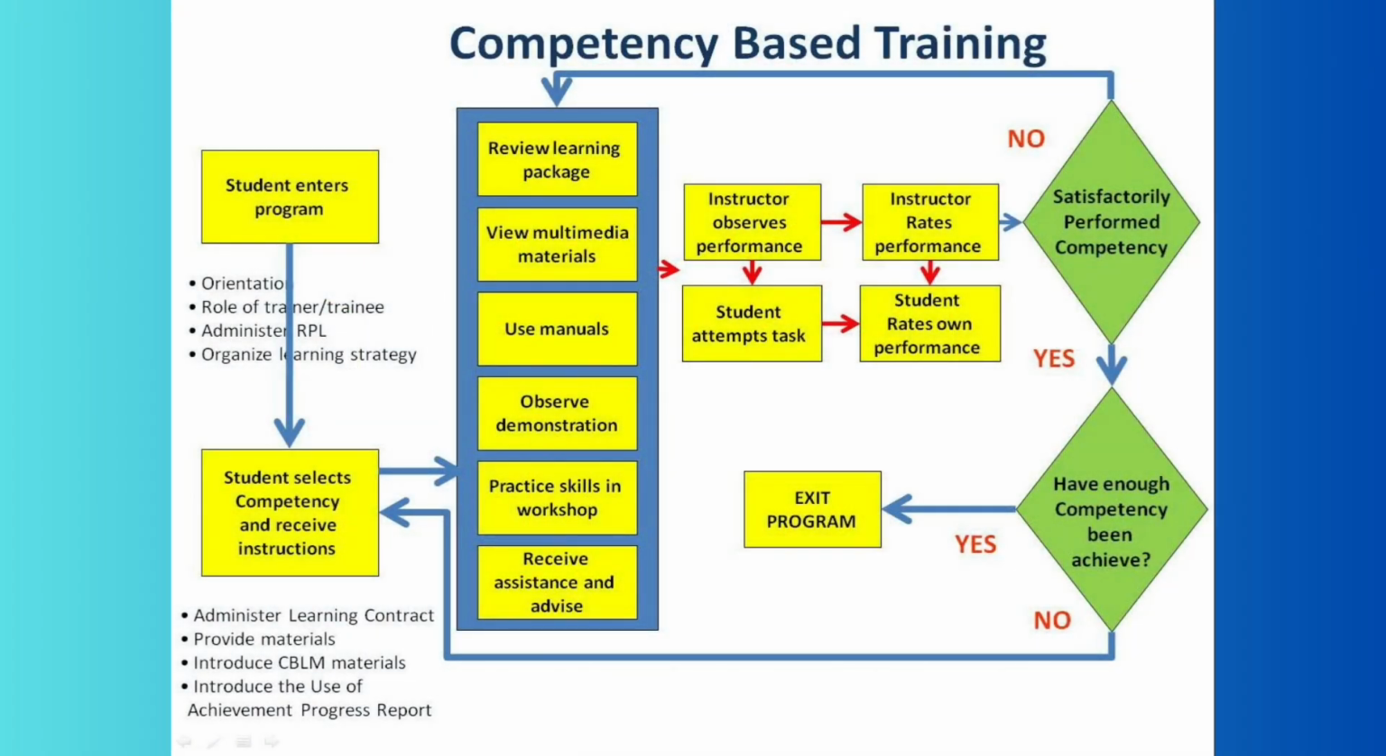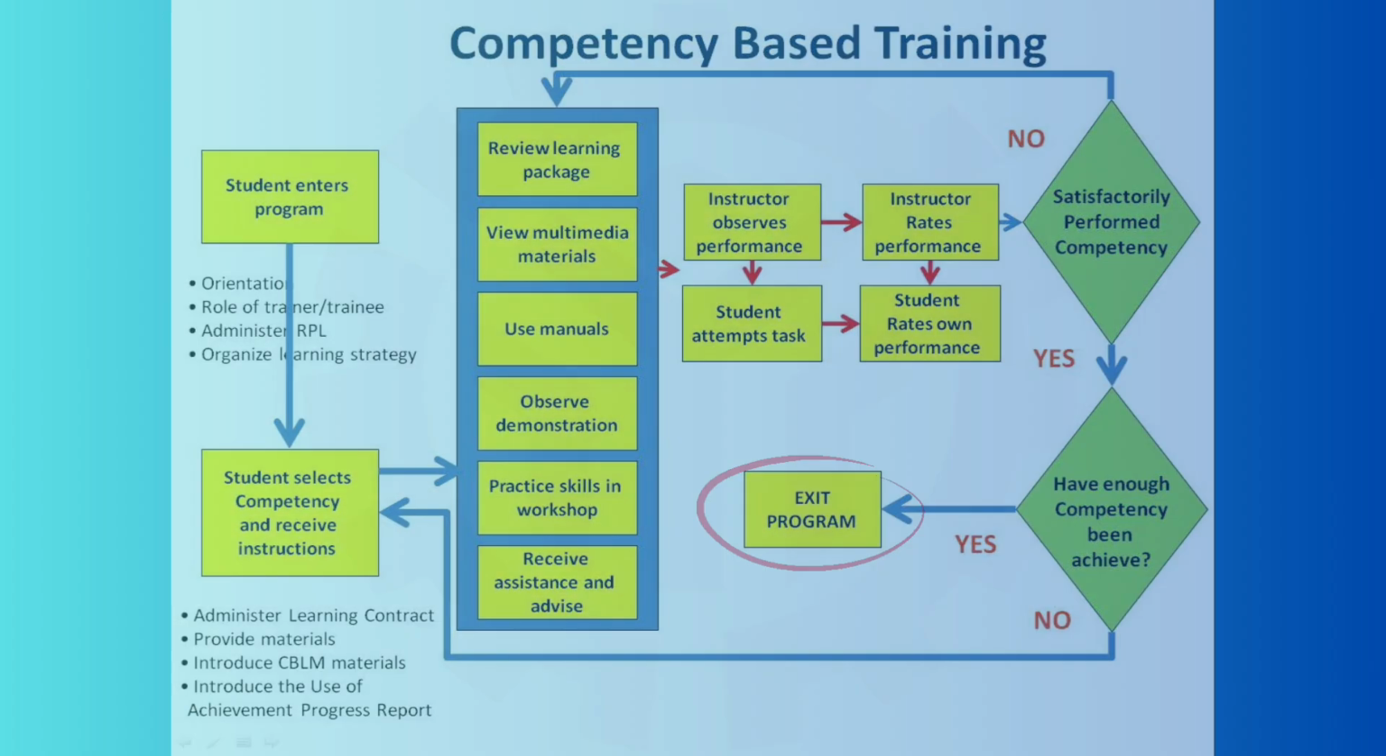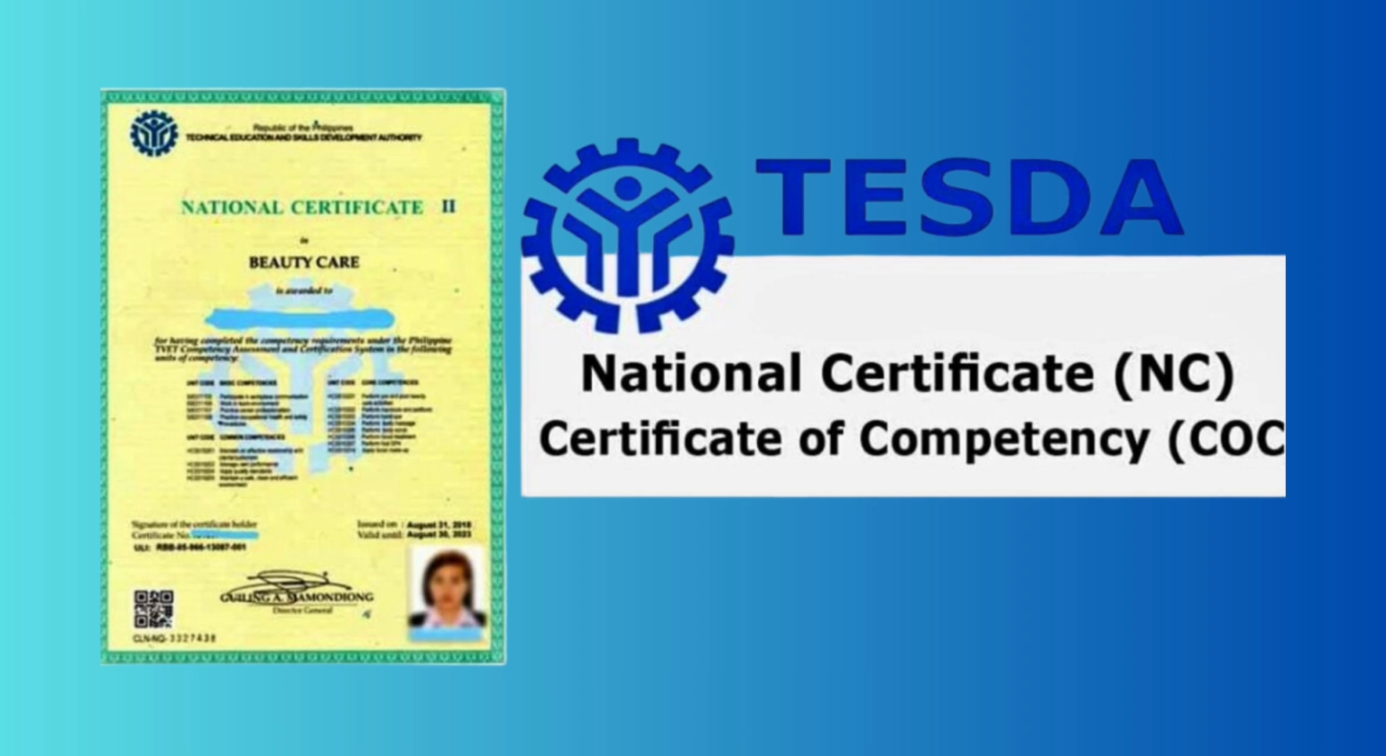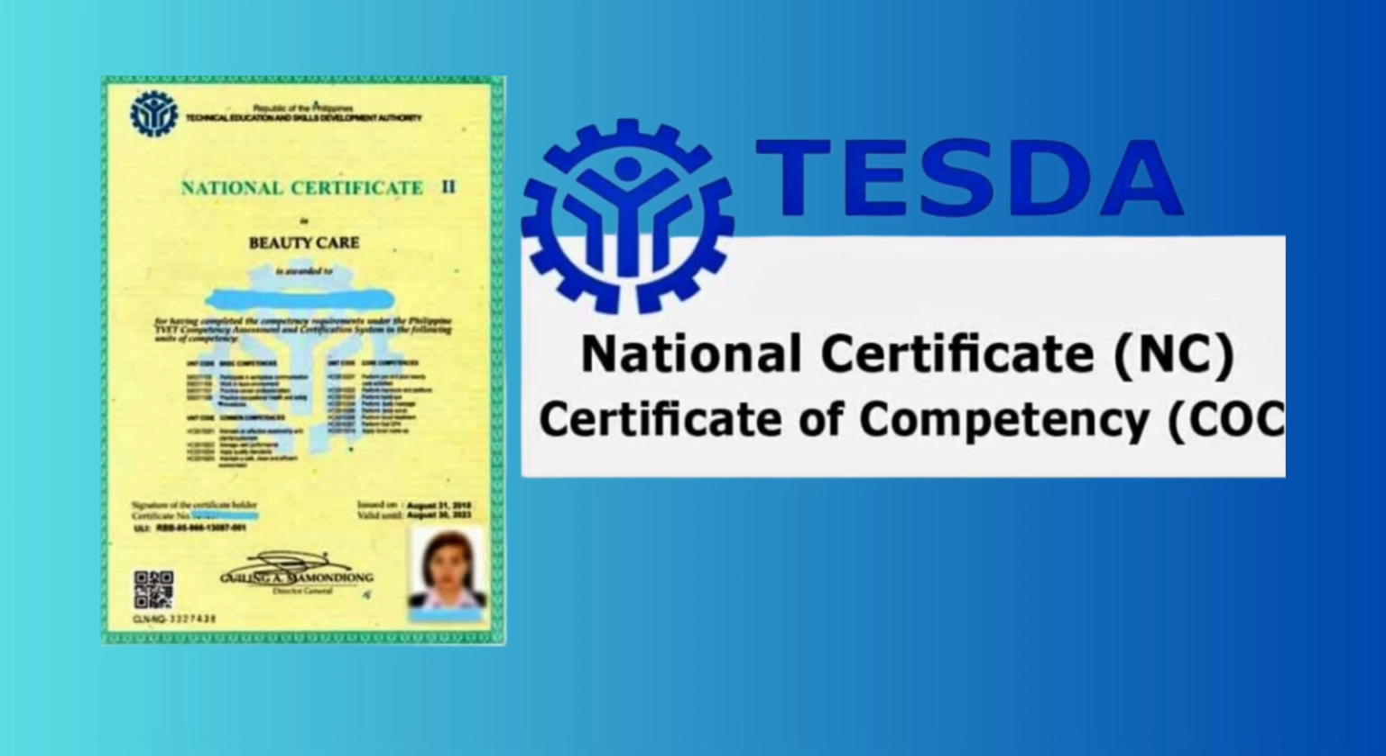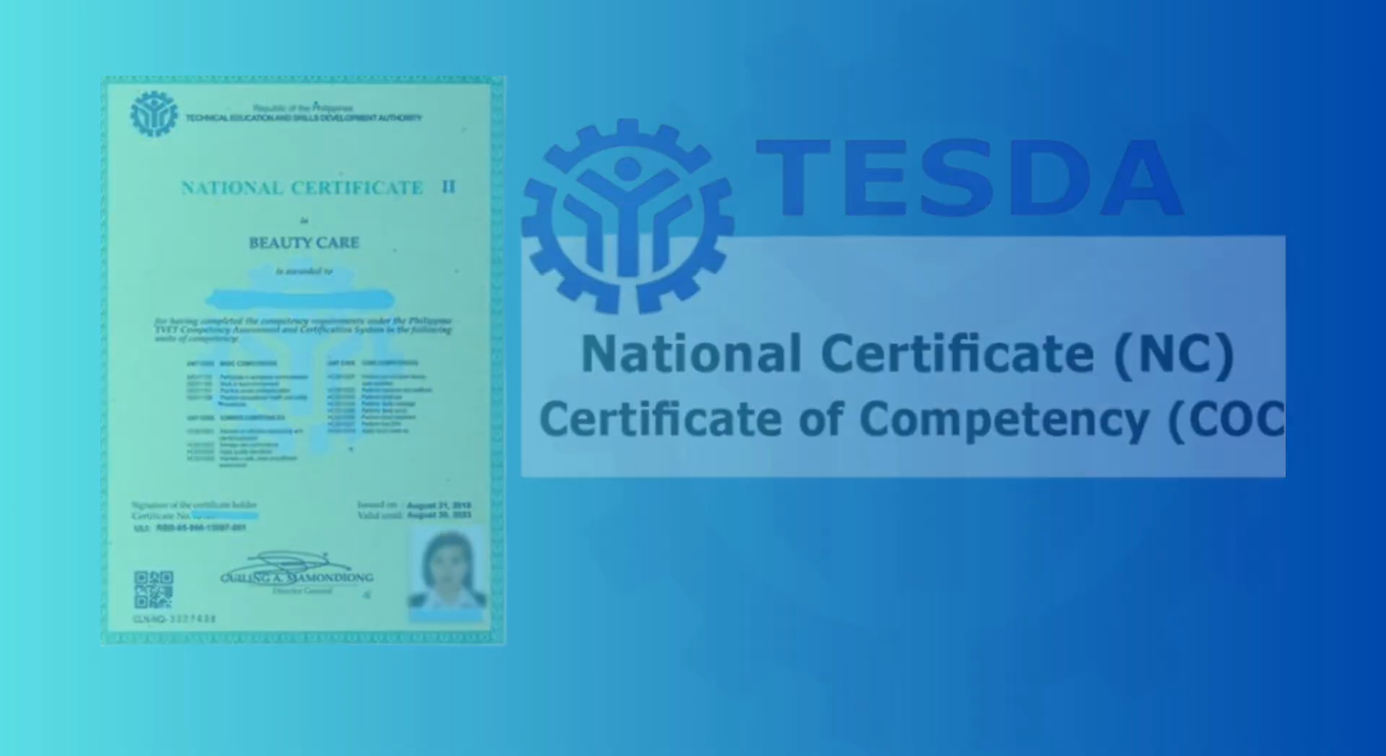And last is the exit the program. Finally, when all required competencies for photography NC2 are achieved, the trainee exits the program. By this point, the trainee has proven that they can perform photography tasks independently, safely, and effectively, meeting industry standards. The trainer then endorses the trainee for national assessment and certification under TESDA.